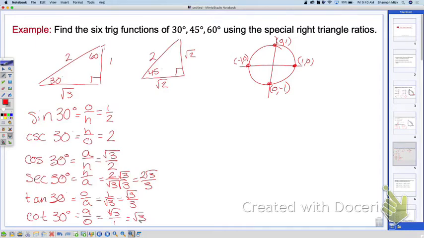On your exact value quiz, if you leave it 2 over 1 or square root of 3 over 1, I will take off half a point. That's not reduced. Ones, when they're in the denominator, should not be shown. So how are you going to do 60? The same way.